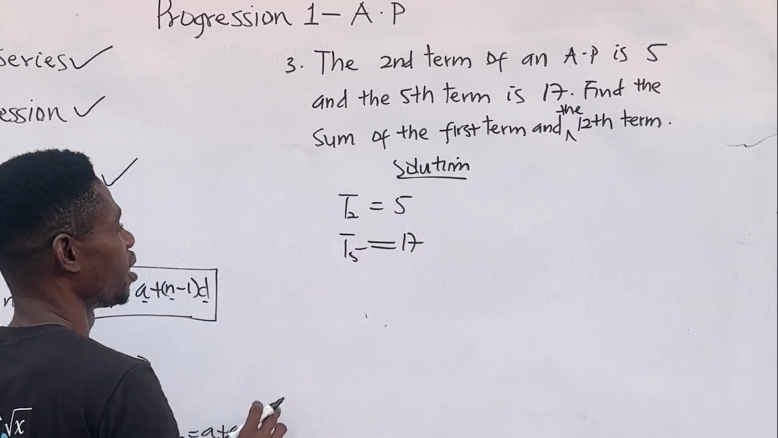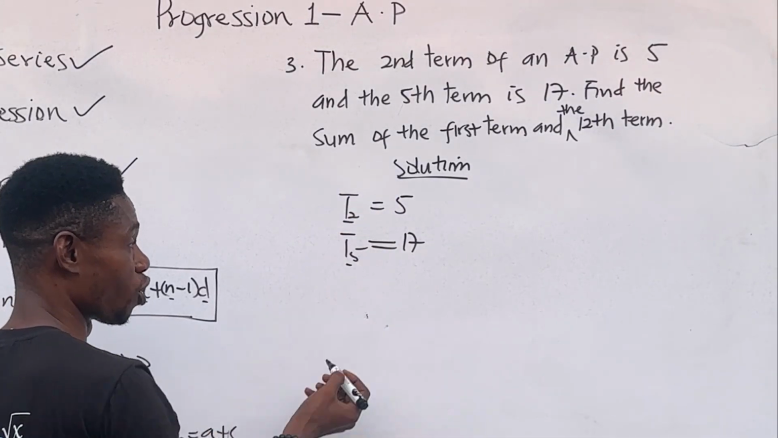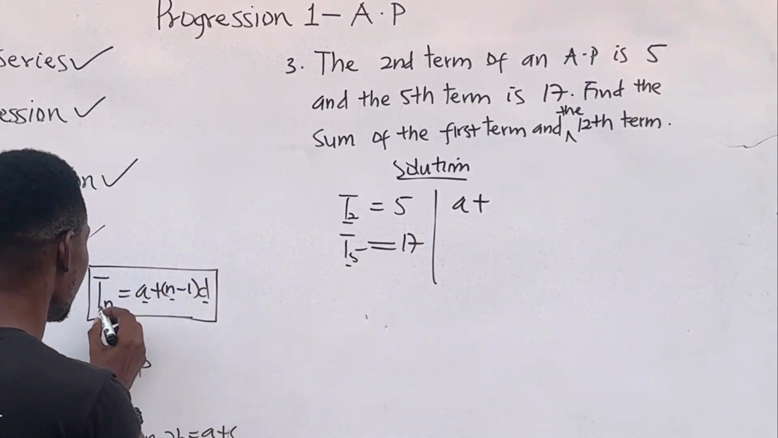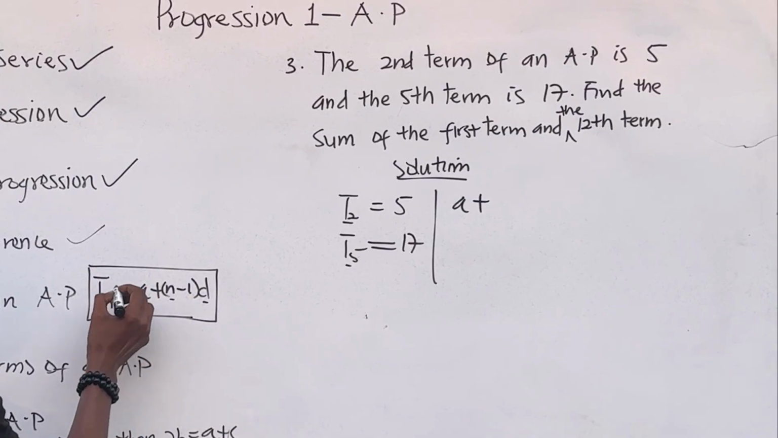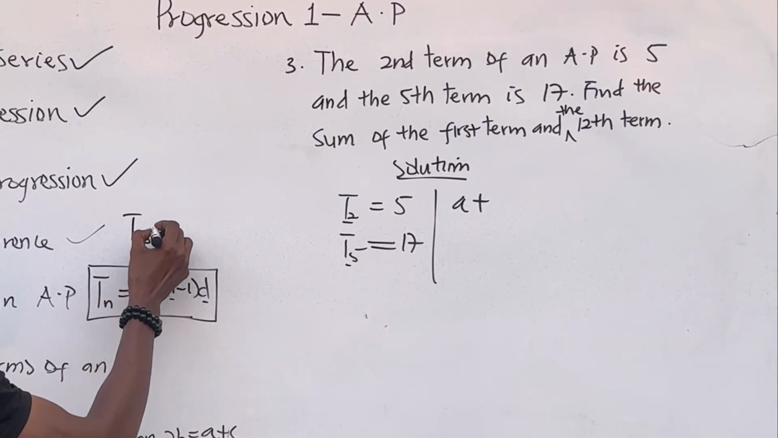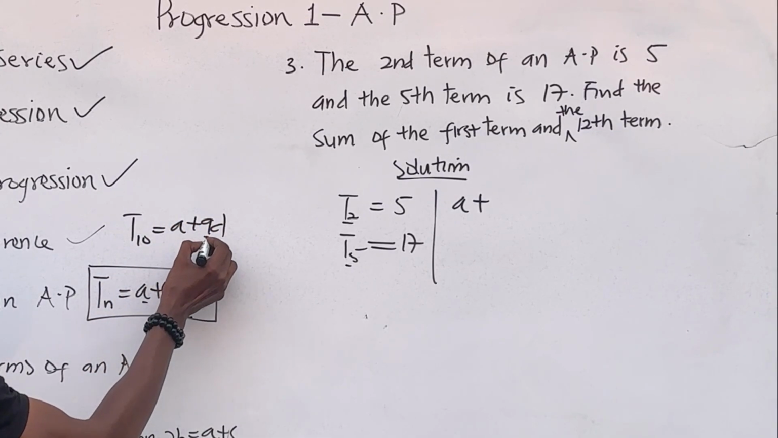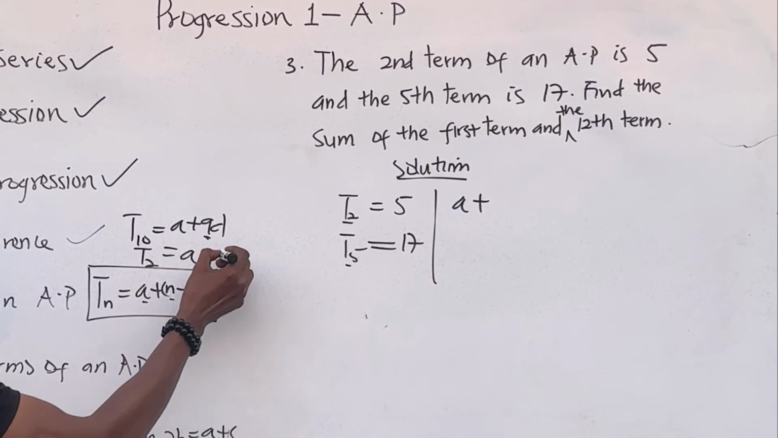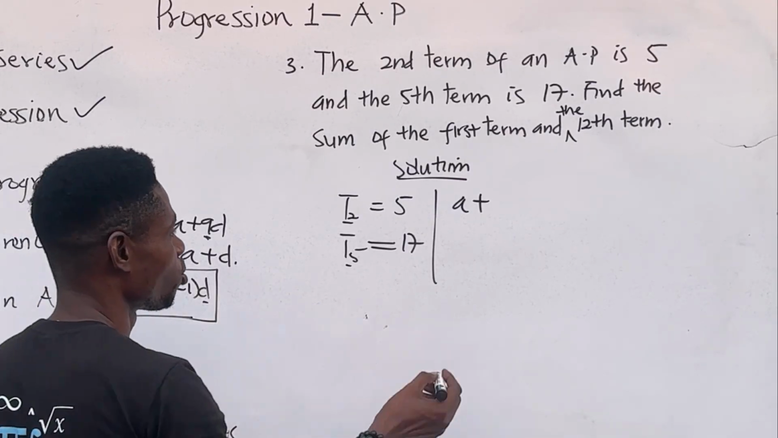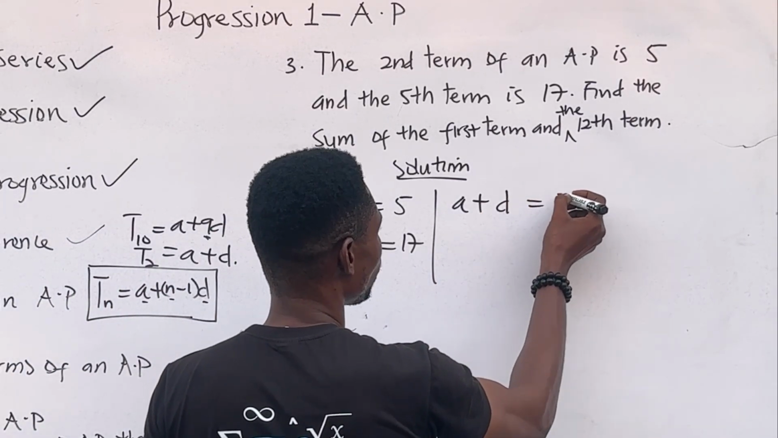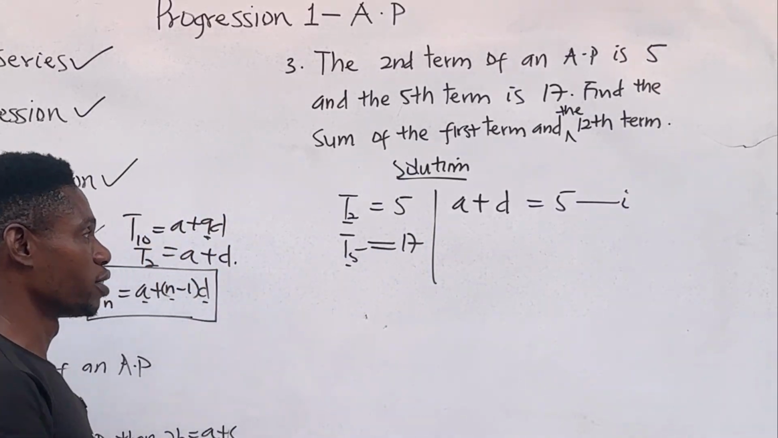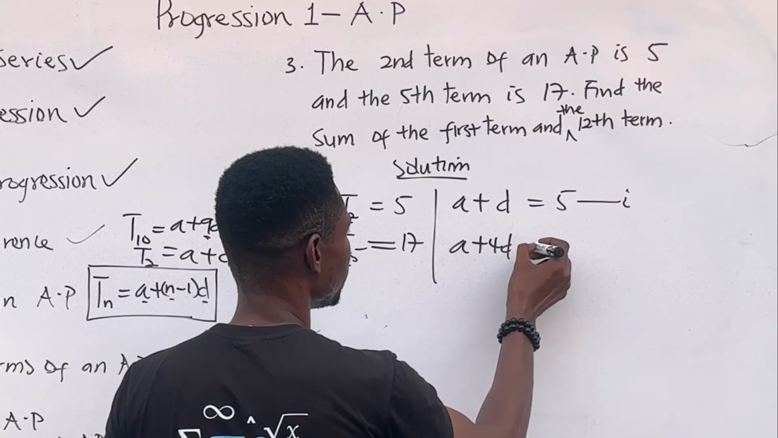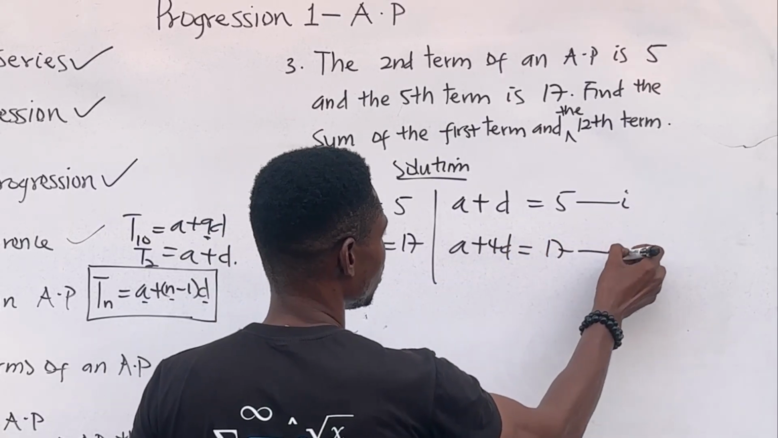So this is enough information to work with. Now, T2 is A plus 1D. Remember, Tn is A plus the number minus 1, D. So T10, remember I said it's A plus 9D. Just subtract 1. So T2 will be A plus (2 minus 1)D, which is 1D. Right? So A plus 1D equal to 5. Let's call this equation 1. And T5 will be A plus 4D, right? And it's equal to 17, equation 2.